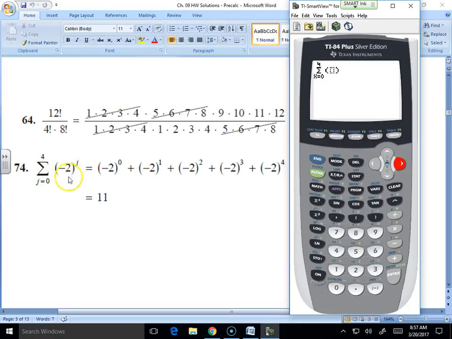Now, what would you put in your formula, though? You would do your -2, but to what power? Use whatever variable you put in. Does that make sense? If you use j, use j. If you use a, use a. If you use k, use k. Just make sure you use the same variable. Ready, set, and go.